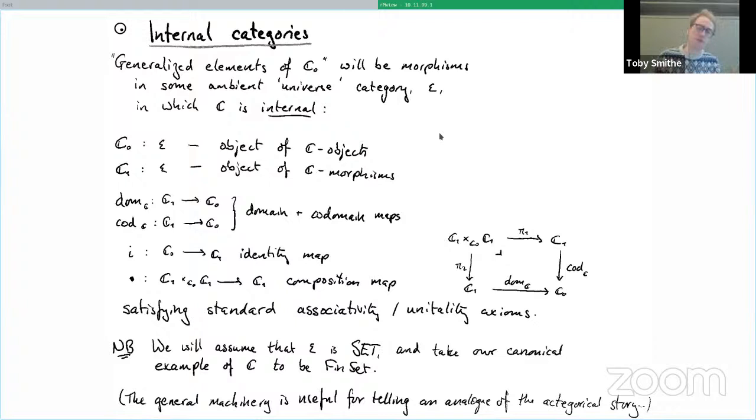Now, as an example of these various categories, we might think of E as being the category of large sets, and C to be internal in that, the category of finite sets. So the object of objects is going to be the set of all finite sets, and the object of morphisms, I think, is still a large set. Maybe, I don't know. I'm sure there's some universe in which the sizes are okay, will be the object of morphisms between all finite sets. And as I said, I think I want this general machinery because I want it ultimately to have an analog of the categorical story in this kind of language.